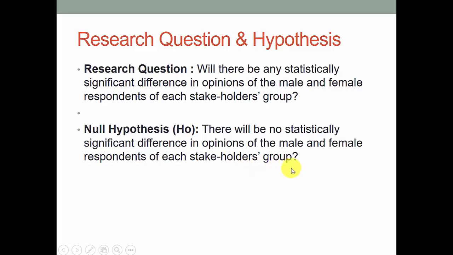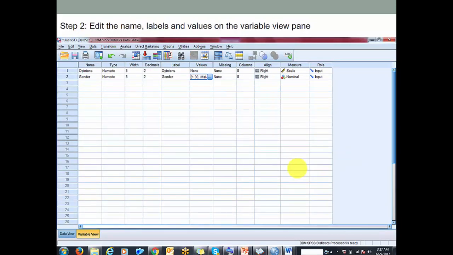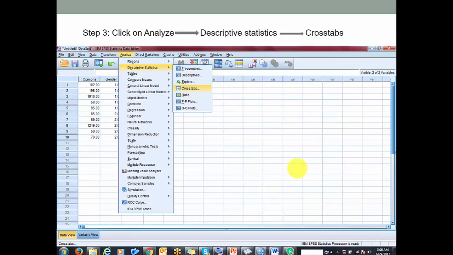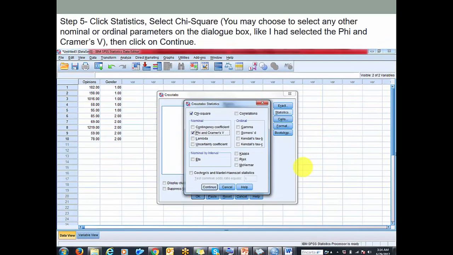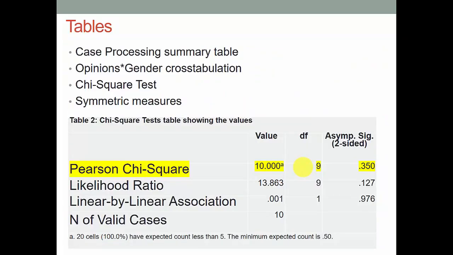Slides 19, 20 to 25, the 6 basic steps to go through SPSS computing chi-square are right there. Based on the final step, we get the tables out. The tables are shown on slide 26. So we can move to slide 26. You see the tables.